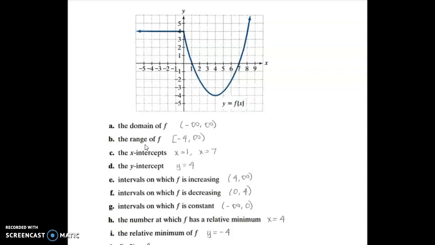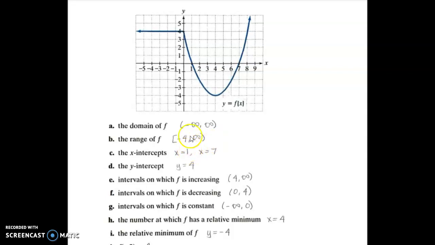Range, y values from bottom to top, smallest to largest. The bottom of this graph will never go lower than this spot. That's y value of -4. To the left of that, we come up and flatten off here at 4, but on the right, we would continue up and never stop. So the lowest value being -4 with a bracket, comma, largest value then not having a top because it's going toward positive infinity. So -4 to infinity.